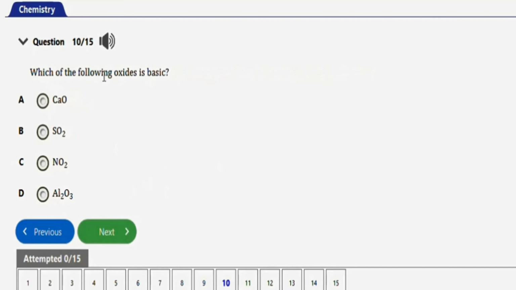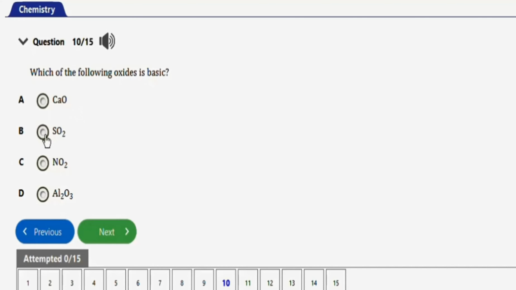It says which of the following oxides is basic? So now note that oxides of metals are basic in nature, and this kind of base is usually weak in nature. So for what I've just said, the right option here will be option A. Calcium oxide is a weak base.